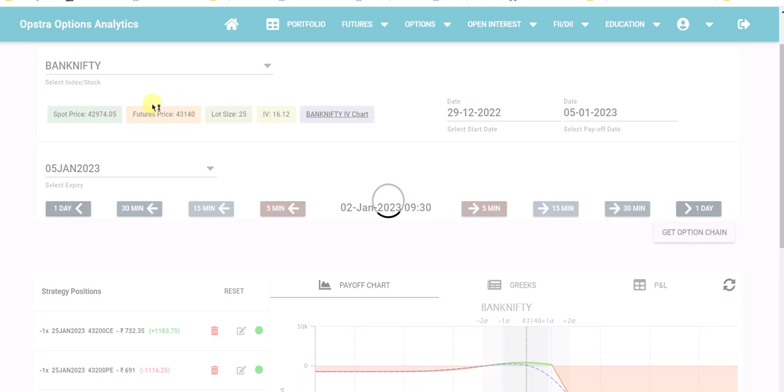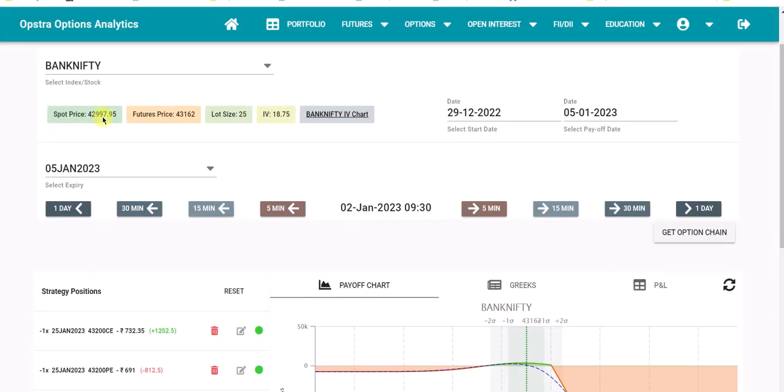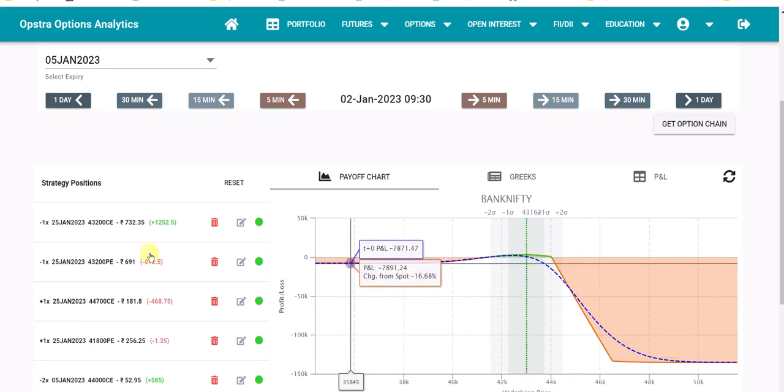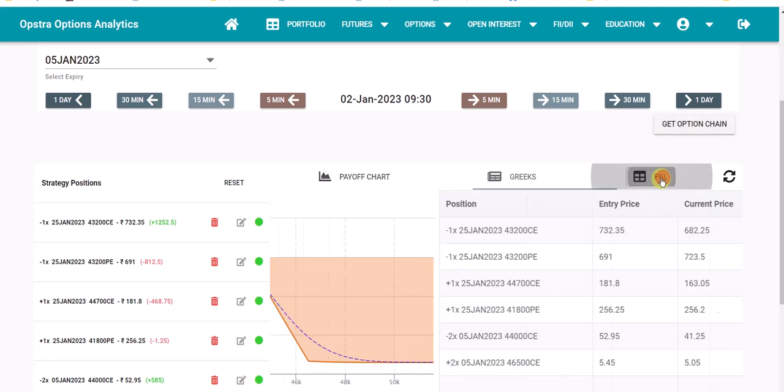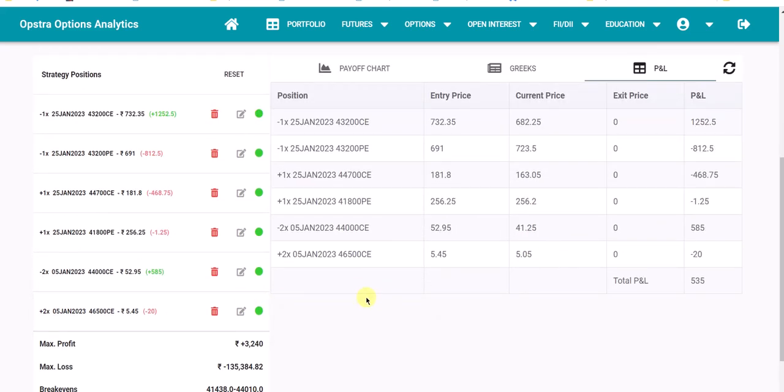Okay, let's see if there is a big move here, and we can see this payoff graph looks ugly because of the combination. It is not showing good. We'll see the P&L table. So that's a drawback in Opstra.